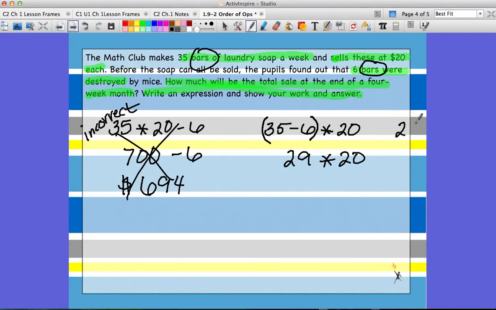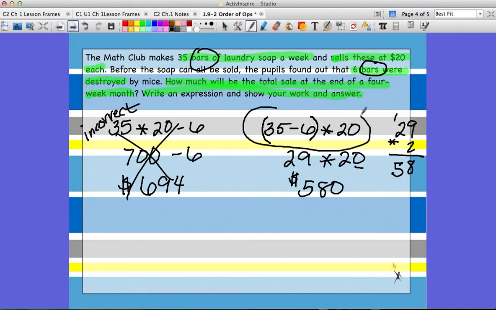Okay, so we can go over here. And if you remember, we can do 29 times 2. We can do it off to the side. Carry the 1. So we get 58, but because we have a 0, we have to add that 0 to the end. And we made $580. Notice there's such a big difference between these two because here you took 35 times 20 and you only subtracted $6, but this isn't dollars we were working with, it was bars. So you have to make sure to put your pieces of information together correctly. And again, here's our expression and here's our answer.